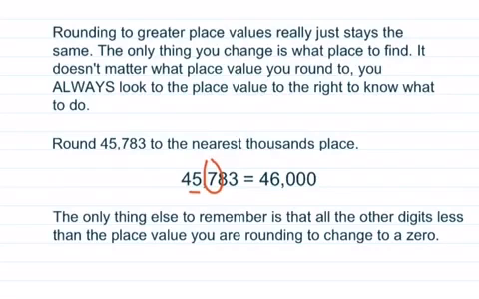Really, the only thing else to remember in all of this is that all the other digits less than the place value that you're rounding to just become zeros. So if I'm rounding to the thousands place, that's the last digit, and then the hundreds place, the tens place, and the ones place all become zeros.